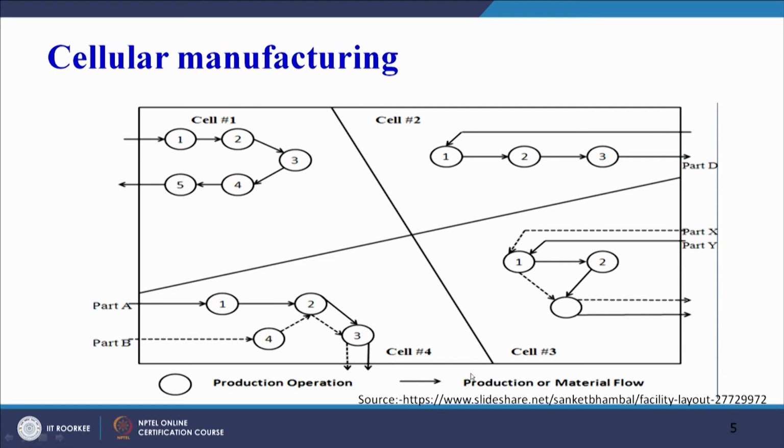So basically we can see that there are dedicated cells, 4 cells here, cell 1, cell 2, cell 3 and cell 4, for specific types of parts. Parts A and B are being processed in cell 4, parts X and Y are being processed in cell 3, and part D is being processed in cell 2. So this is the way that different part families are processed in different cells. This type of layout we usually call a cellular layout.